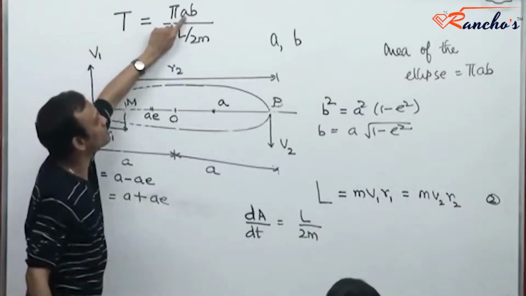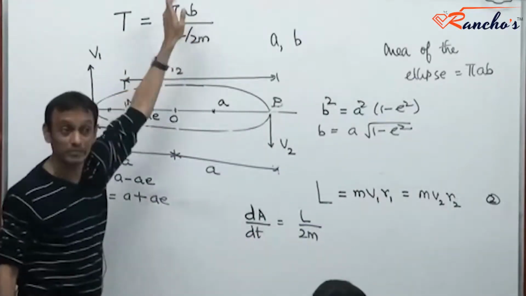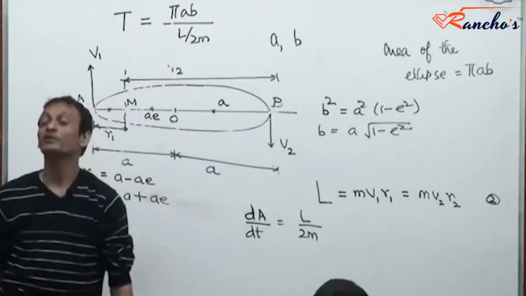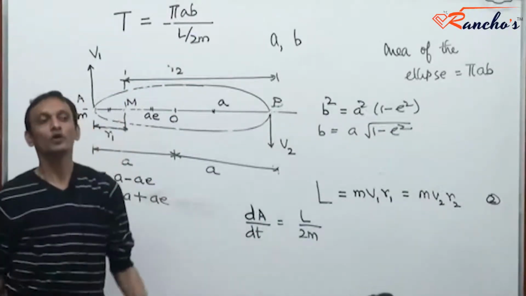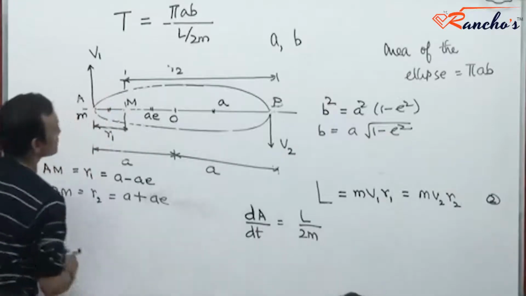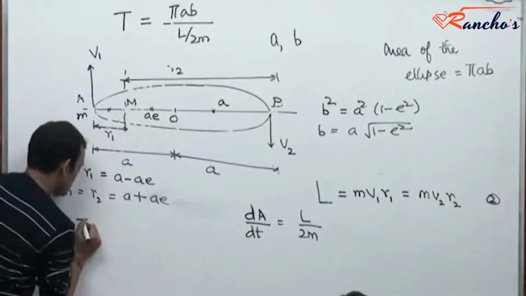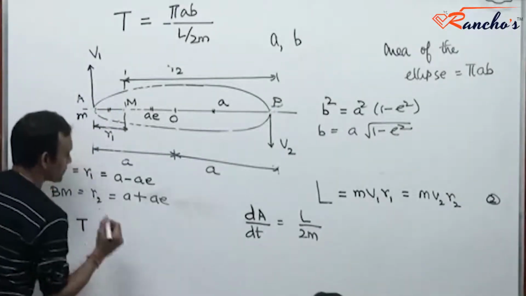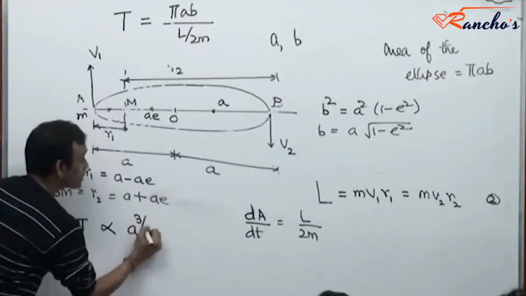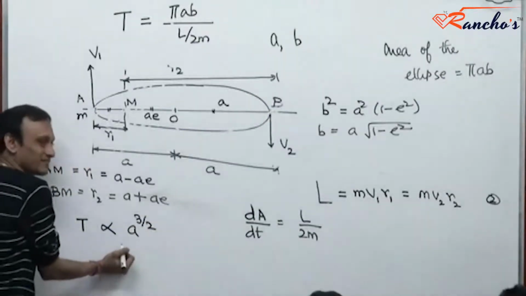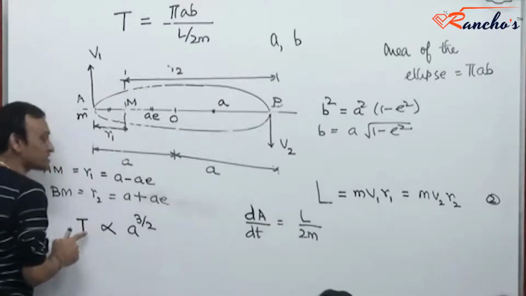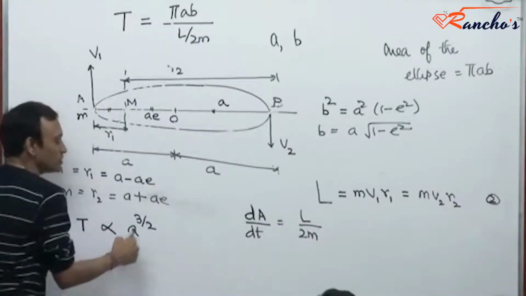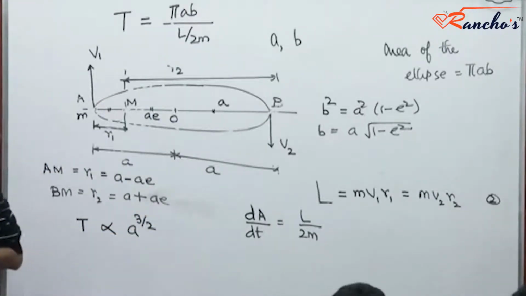B is known in terms of A, so this is known in terms of A and E, and so on and so forth. Once you plug in everything, the final result, which is most important, is that T will be proportional to A to the power 3 by 2, where A is the semi-major axis of the ellipse described.